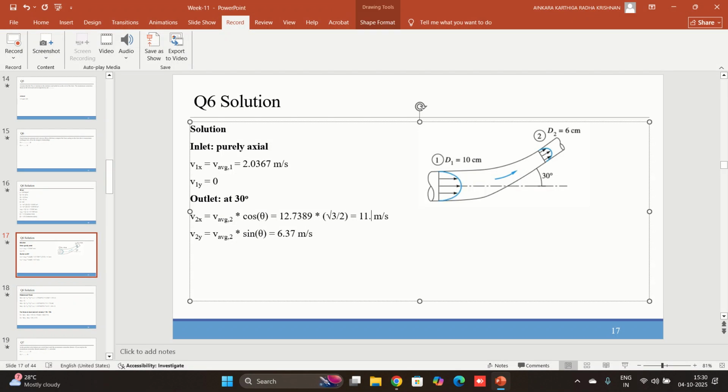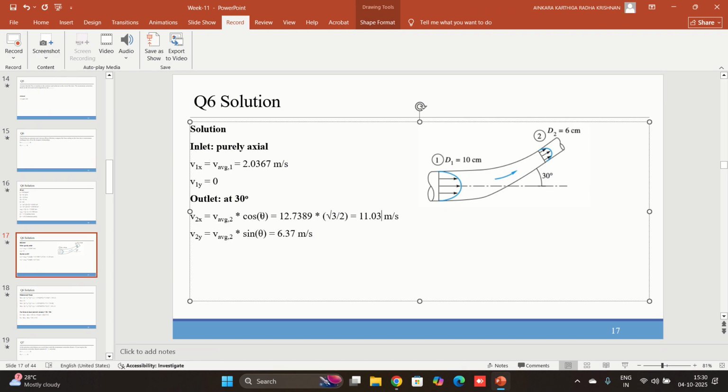It is 11.03 meter per second, and sine 30 is 1 by 2, right? So it is 12.7389 into 1 divided by 2, which is 6.3694 meter per second, or 6.37 meter per second. So here, wherever I used 9, we have to change it. That is the only difference we will be doing.